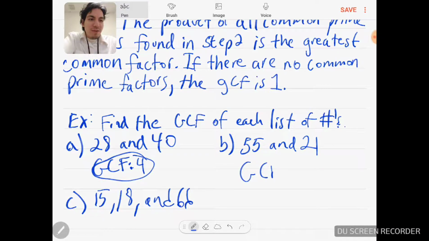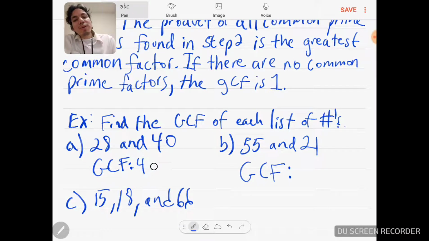The GCF for the second one, whoops, that's not enough. You have to write it as a product of prime numbers. Oh wait, no, let me go back. I did the first one wrong, sorry. Write it as a product of prime numbers.